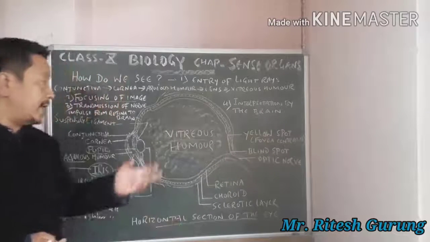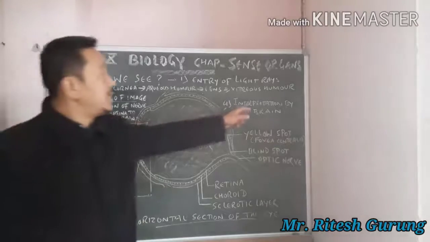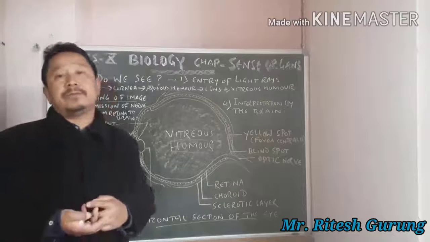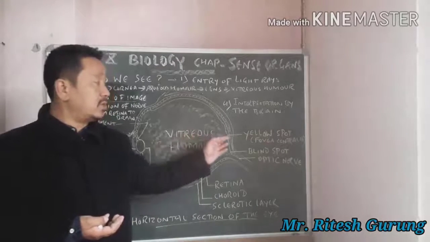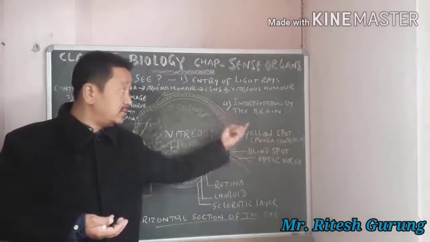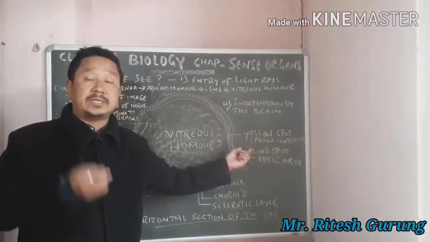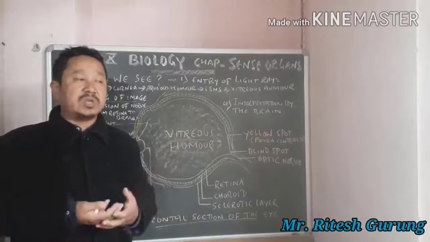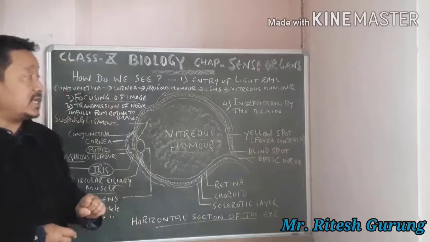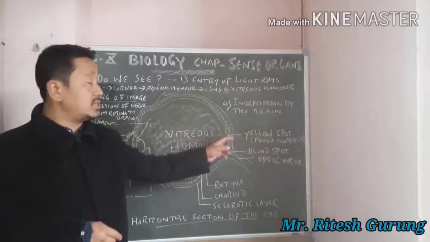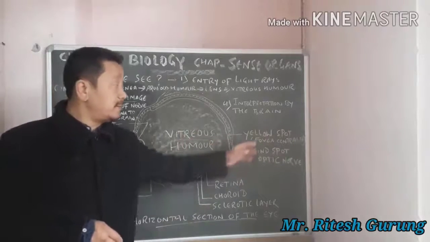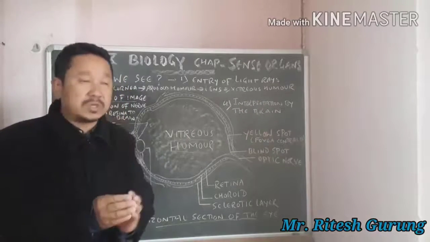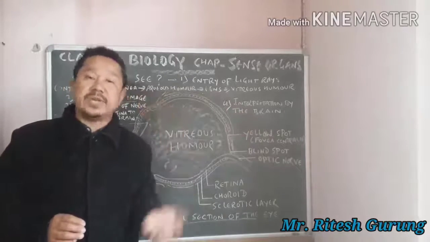Then there, number 4, interpretation by the brain. There, it will interpret the nerve impulse. Whatever image was formed here will be received by the brain in the form of nerve impulse. Then the actual image is formed. That means, suppose the image was inverted here, but in the brain the image will be formed upright. That means the actual image is formed in the brain itself.